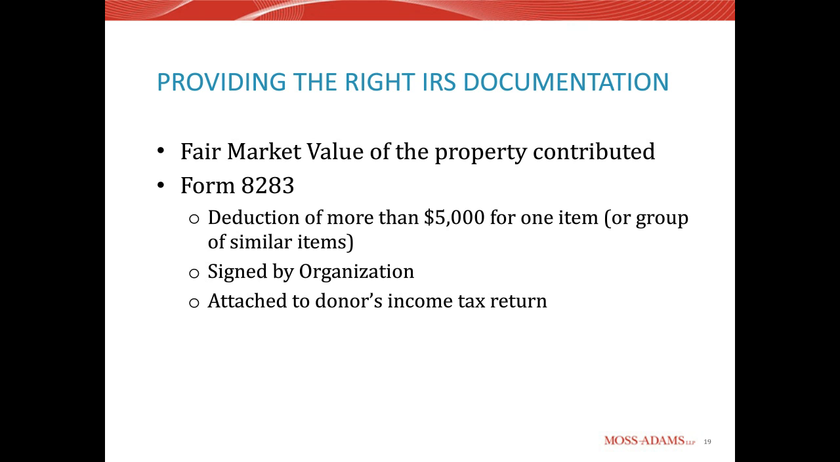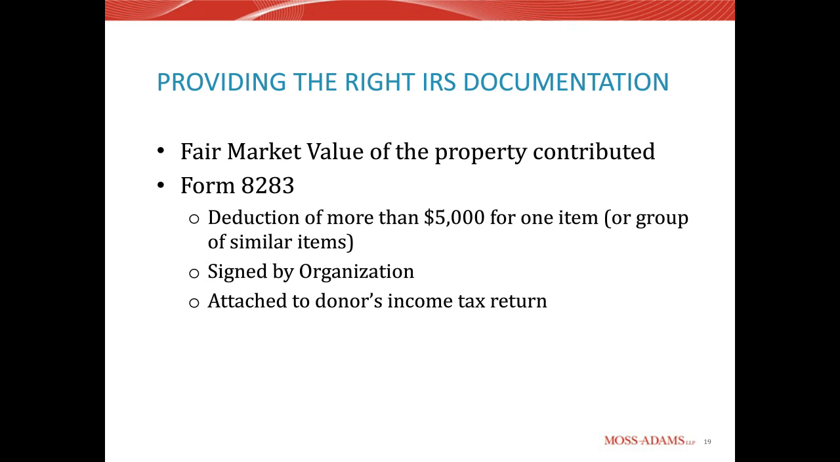And then upon liquidation of that property, if within 3 years of receiving it, Form 8282 is then filed with the IRS. That form needs to be filed within 125 days. And this form is actually supposed to help the IRS match the value of the item with a valuation at the date of contribution.